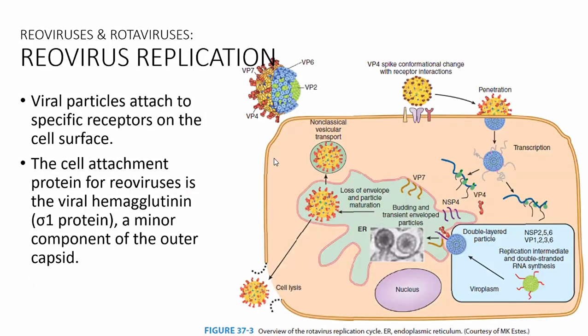For its replication, of course, like all viruses, first they need to attach to a specific receptor on the cell surface in order for the virus to enter the cell. The cell attachment protein for reovirus is the viral hemagglutinin, which is a minor component of the outer capsid. After being attached, if the virus is able to penetrate the cell, uncoating of the virus will occur in the lysosome, which is in the cell cytoplasm.